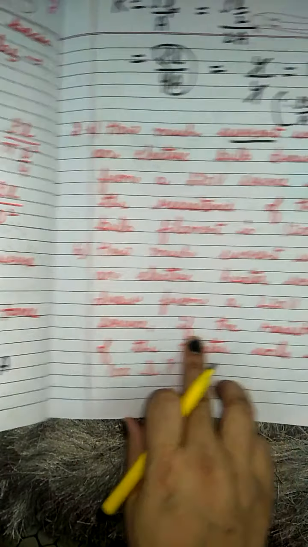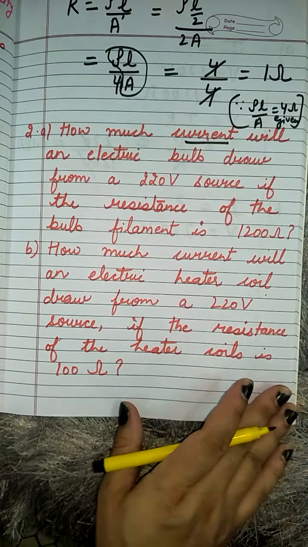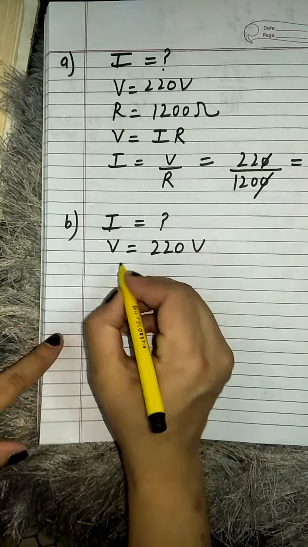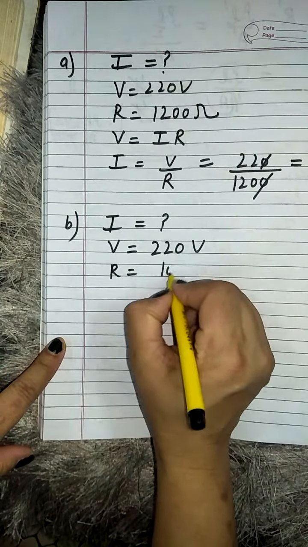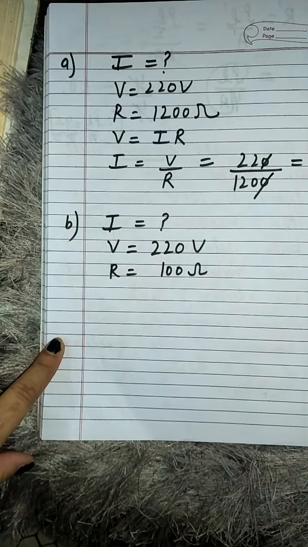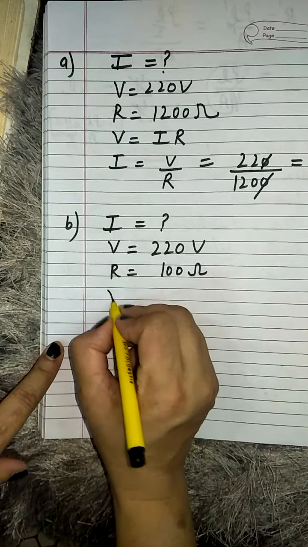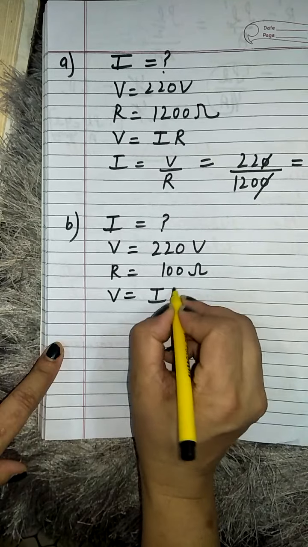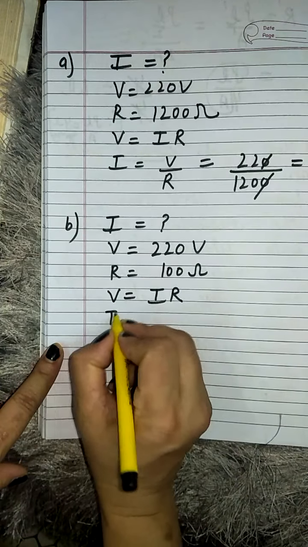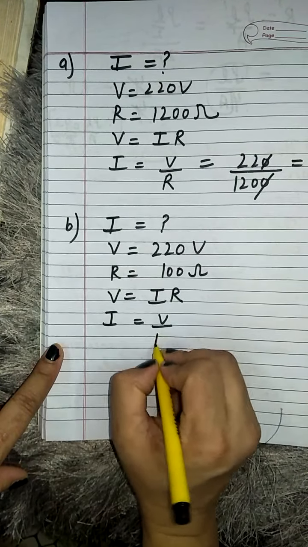He is saying if the resistance of the heater coil is 100 ohm. Now here he has changed the resistance. It is 100 ohm. So how will you calculate? V is equal to IR. So I will again be given by V by R.